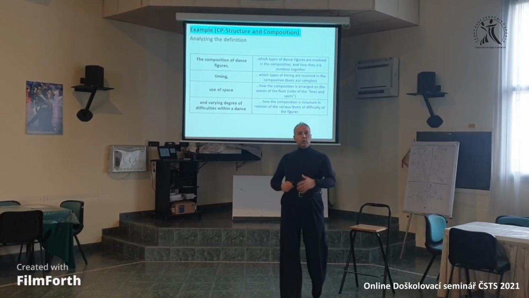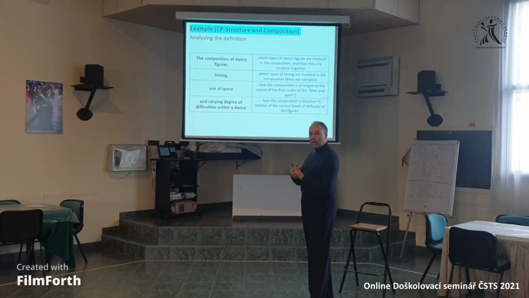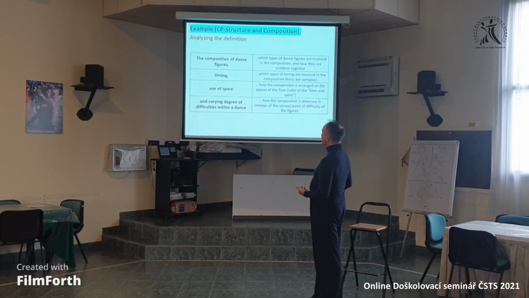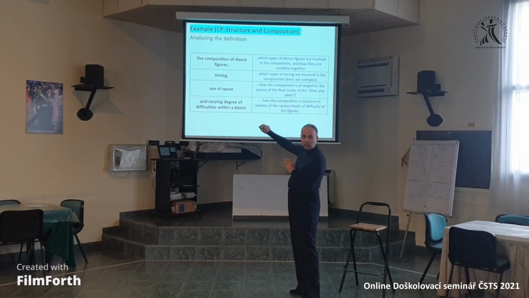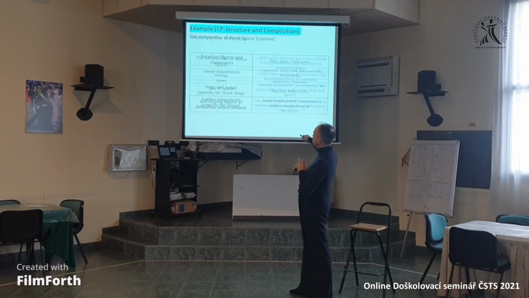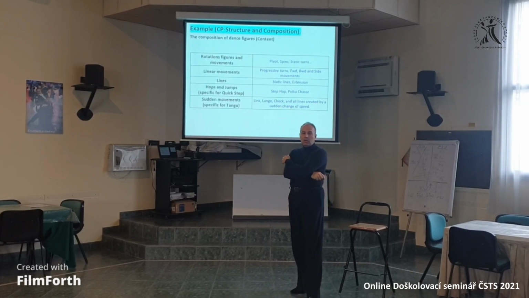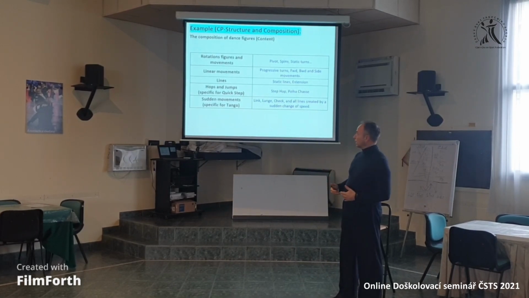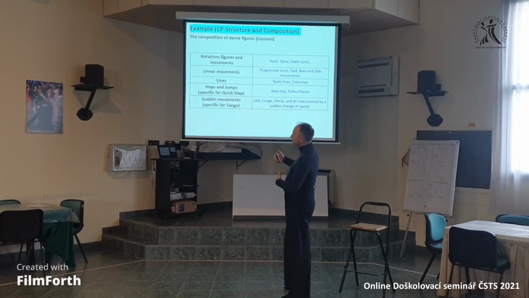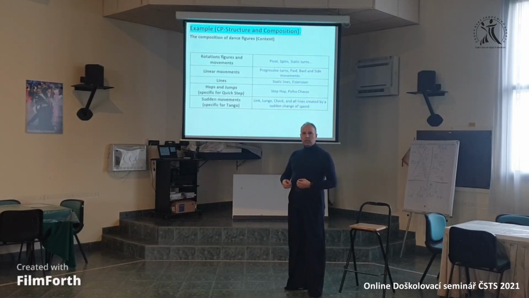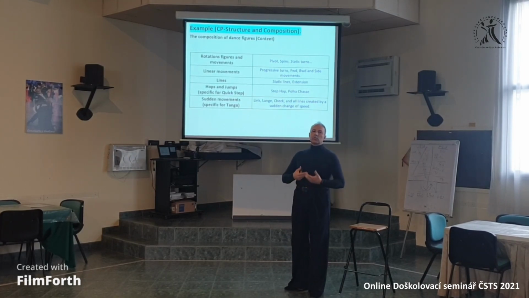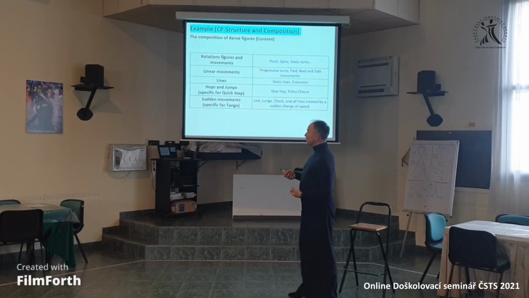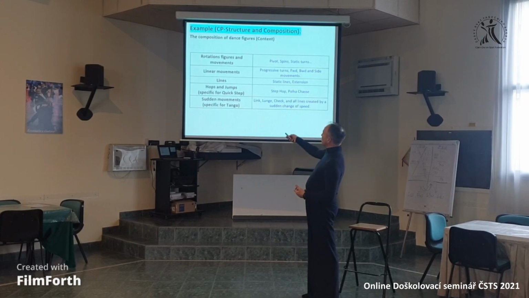So now we are going to continue the analysis of the definition, and we go through the various keywords. The first keyword is the composition of the dance figure. What does it mean then? It means practically that inside the composition of the dance figure there should be a series of elements included to have a varied composition. So first of all, there must be rotation figures and movements inside the composition.